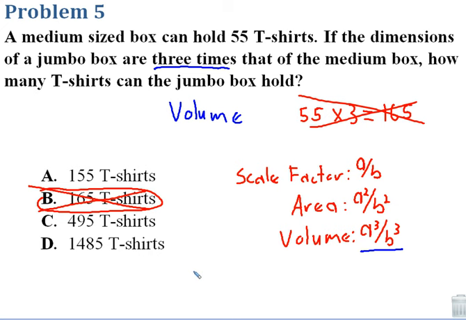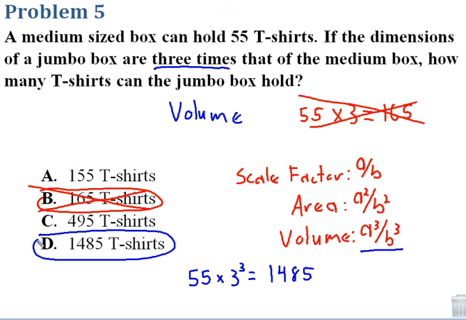Okay, so to get this answer, we'll take the 55, we'll multiply it by the 3 to the 3rd, okay, in other words 27. And when I do that, I end up with 1,485 t-shirts. Okay, so we get to hold a lot more when we account for that the volume gets 3 times as big.